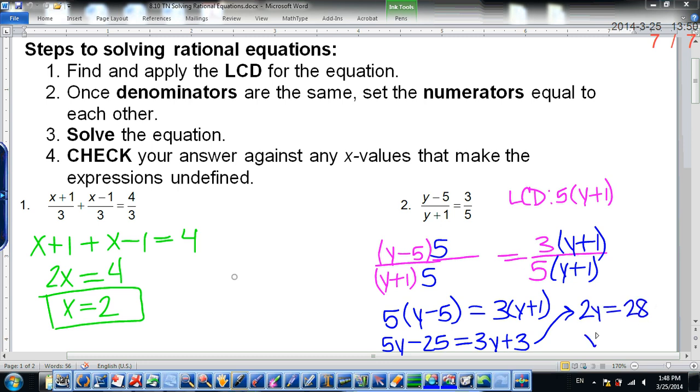So y is equal to what? 14. What's the only value that y would not be allowed to be? -1. Every other y value is acceptable. So y equals 14 is a totally acceptable answer here. Everyone okay with that? Okay, let's move on to number 3.